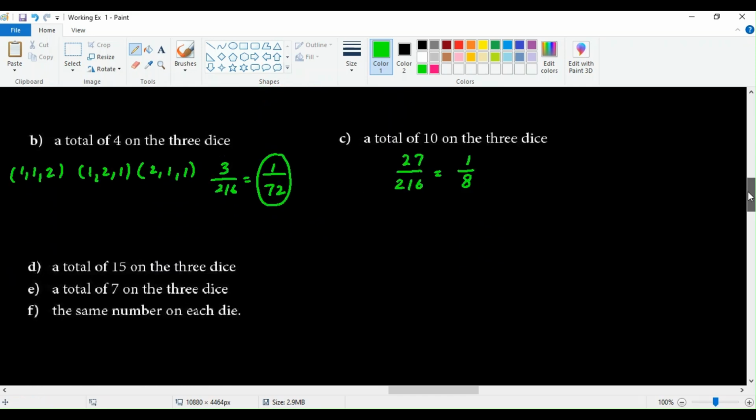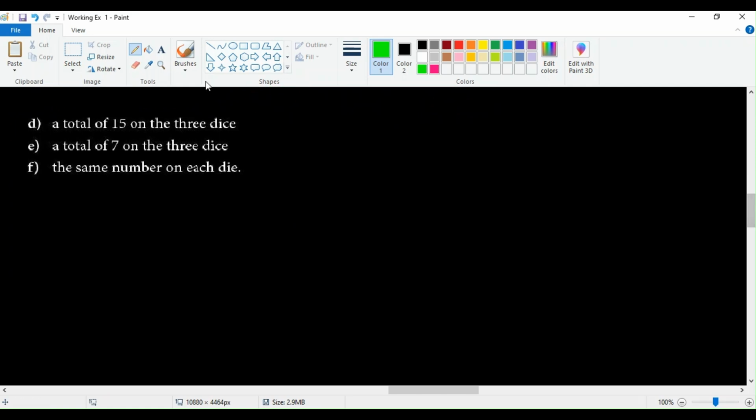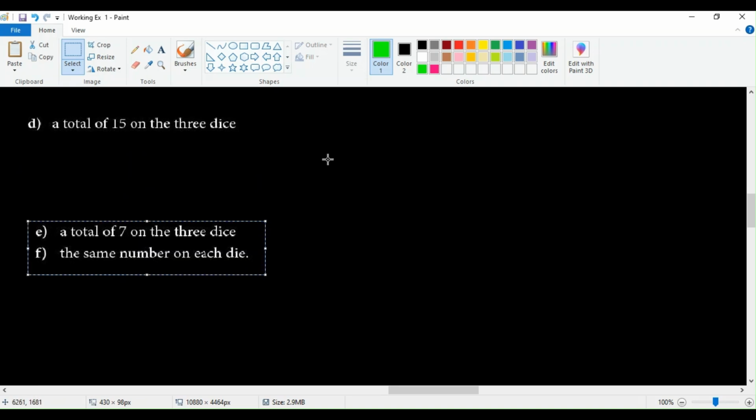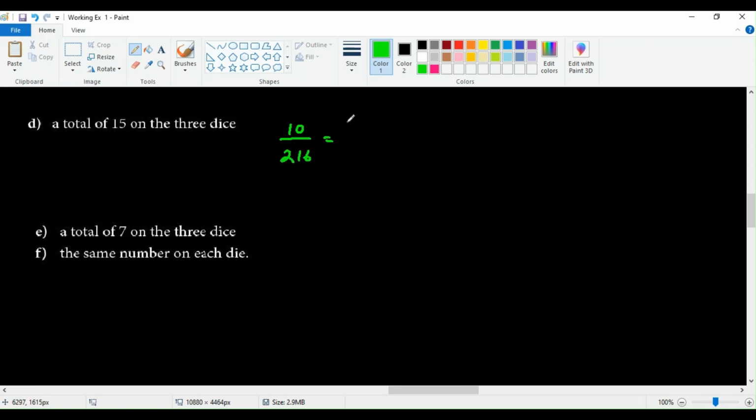Now comes a total of 15 on 3 dice. This is going to give us 10 possibilities, to be precise. 10 possibilities out of 216. Once simplified, it's going to give us 5 out of 108. So this is the answer for part D.